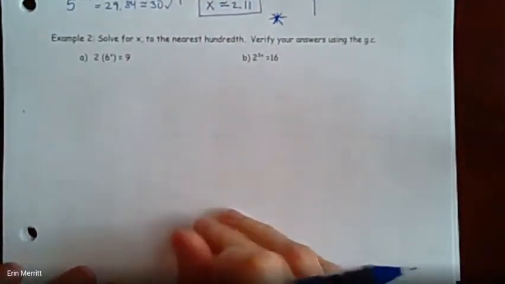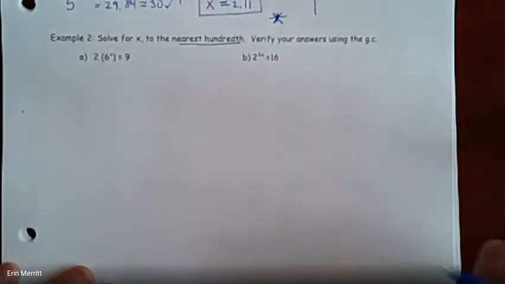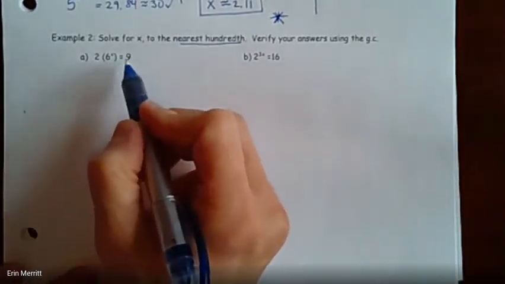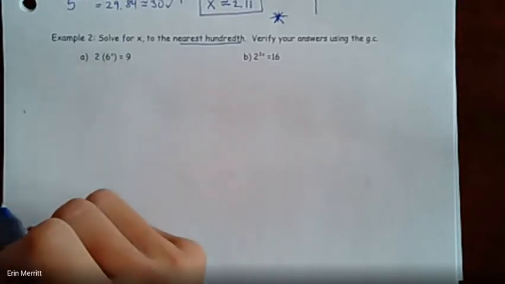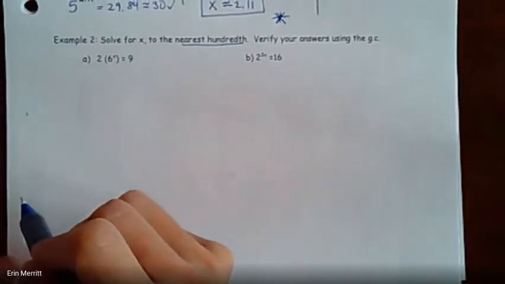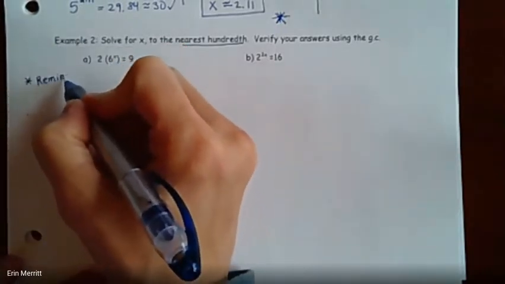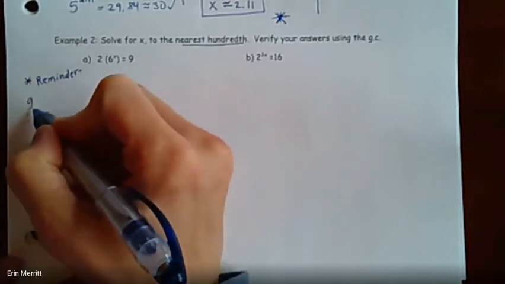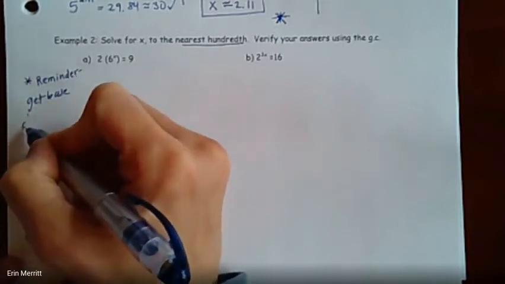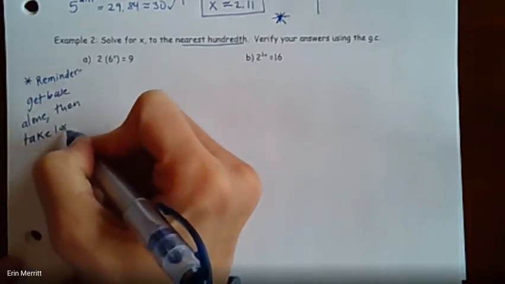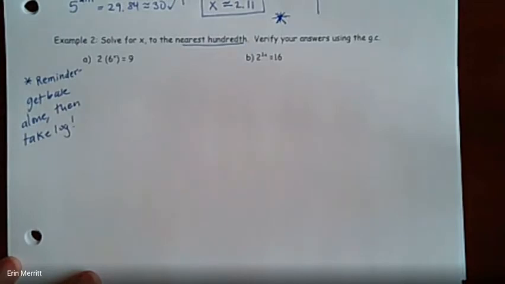So when we slide down here, I'm going to slide my paper up. It says just solve for x to the nearest hundredth, so 2 decimal places. Verify using your calculator, meaning just check, all right? So if we use this here, what you have to make sure of when you're solving these questions is you can't take the log until the base is by itself. So write yourself that little note over here, all right? That is a little reminder, right? Get the base alone, then take the log. Right?